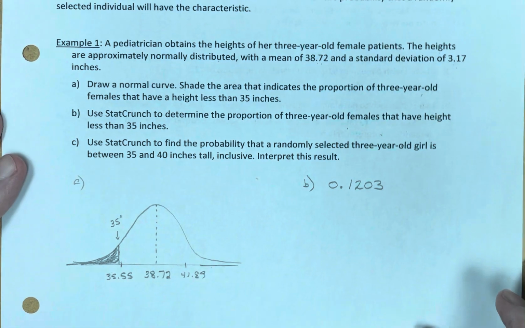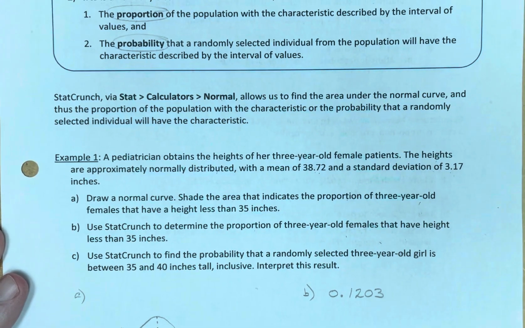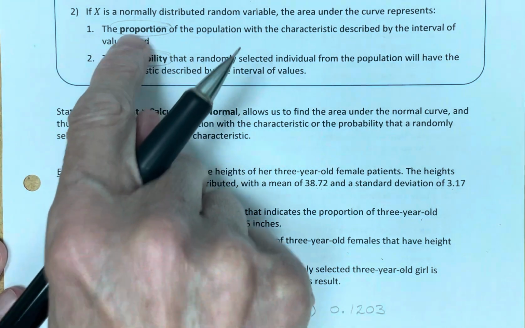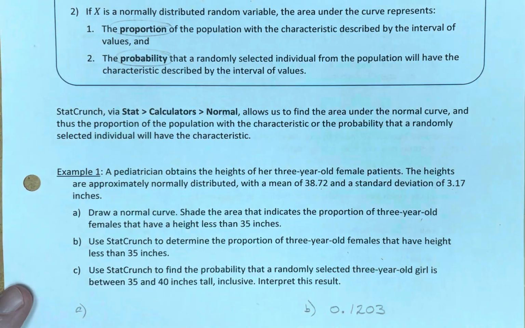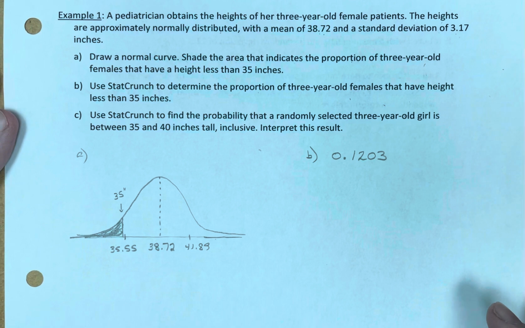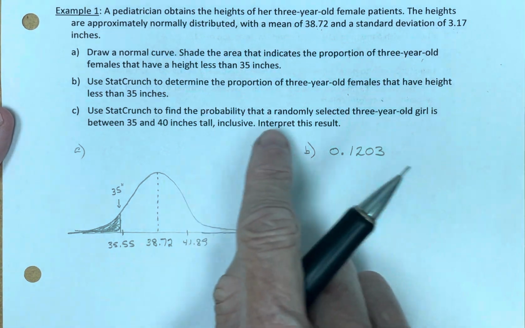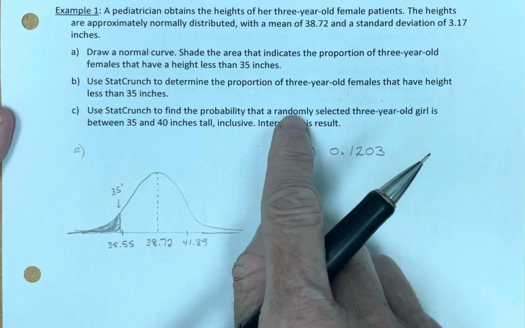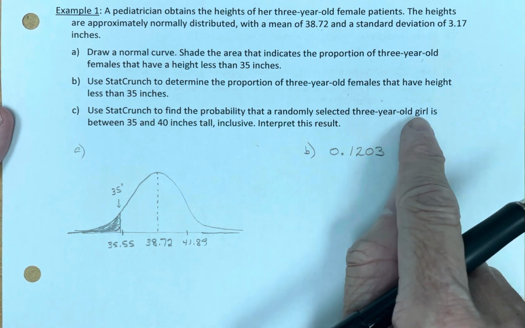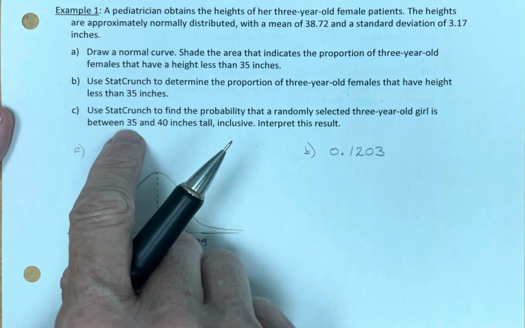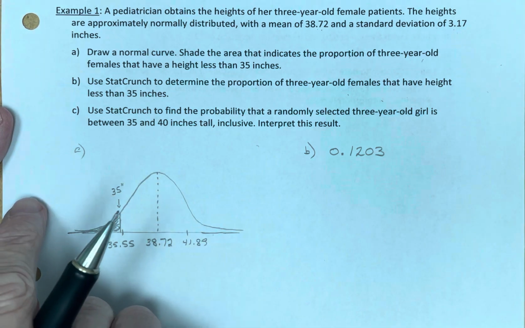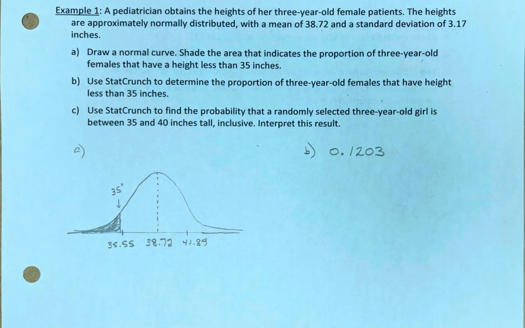Okay, use StatCrunch to find the probability. Now remember, that area under the curve tells us the proportion and the probability. Okay, so we just found the proportion. All right, and this is saying use StatCrunch to find the probability that a randomly selected 3-year-old girl is between 35 and 40 inches tall. And then we're going to interpret this result.